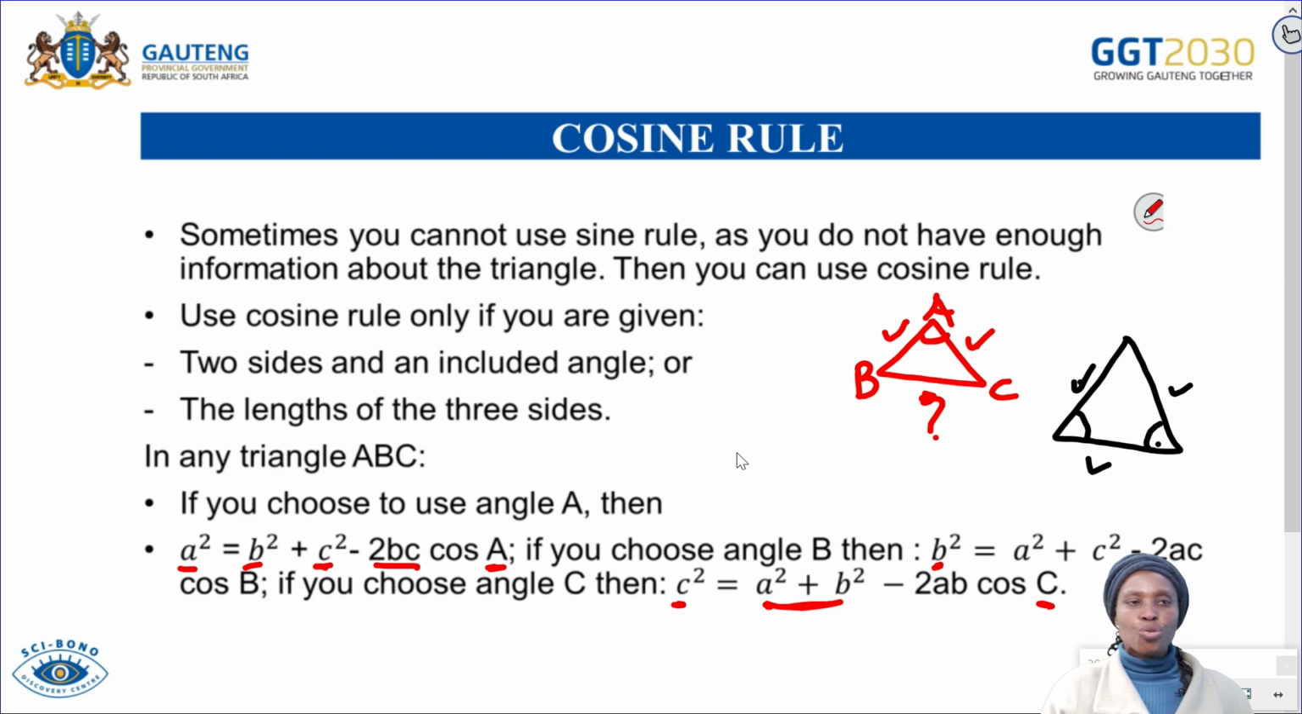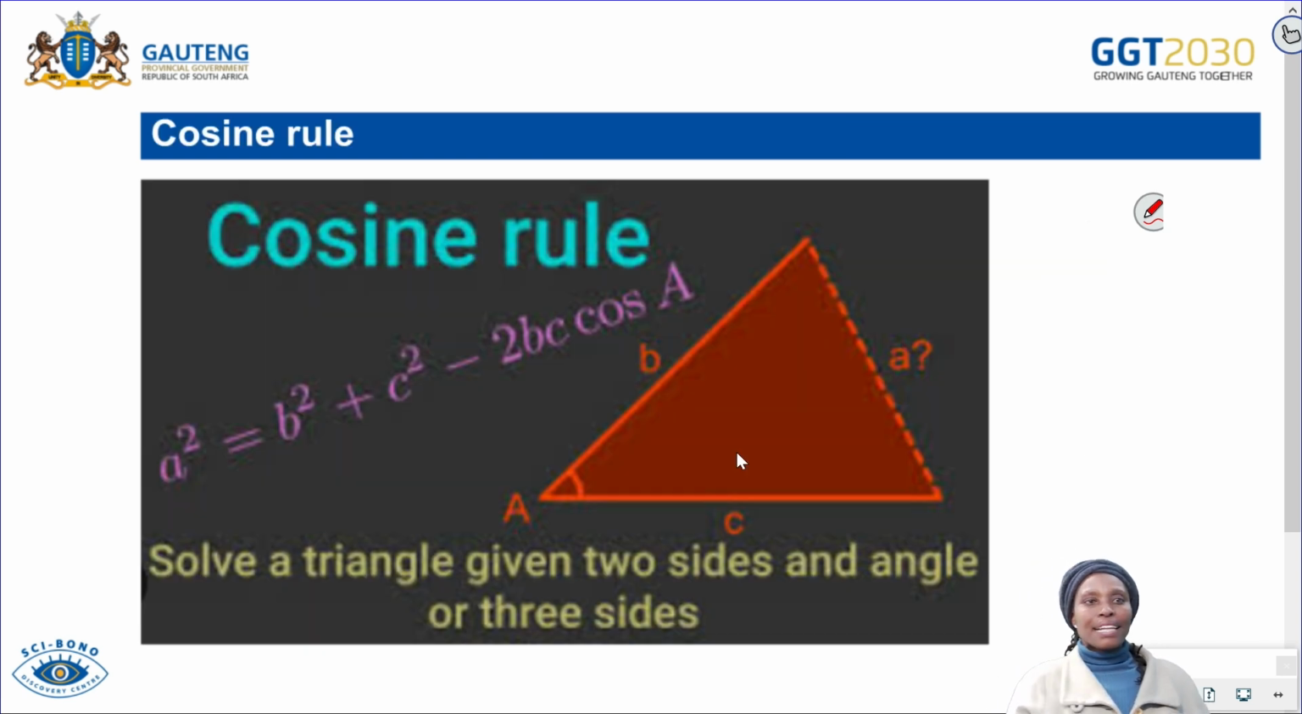And remember, you must know when to use which rule. For the sine rule, you must have a complete set of an angle and its opposite side, and one angle or side for the other, to use the sine rule. But for the cosine rule, it must be two sides given with the included angle, and or all three sides must be given, and you can use the cosine rule. That is what I am trying to show you.